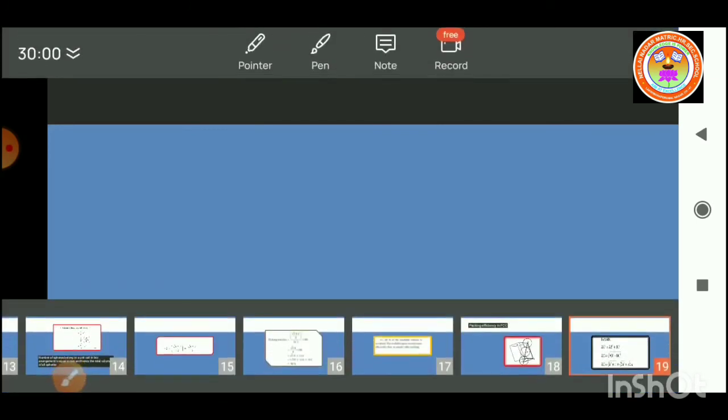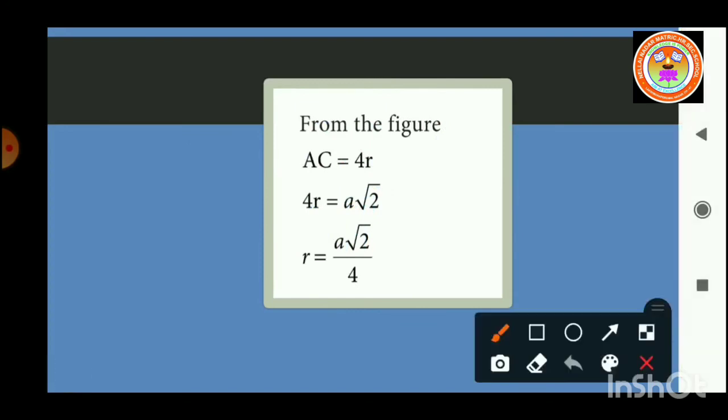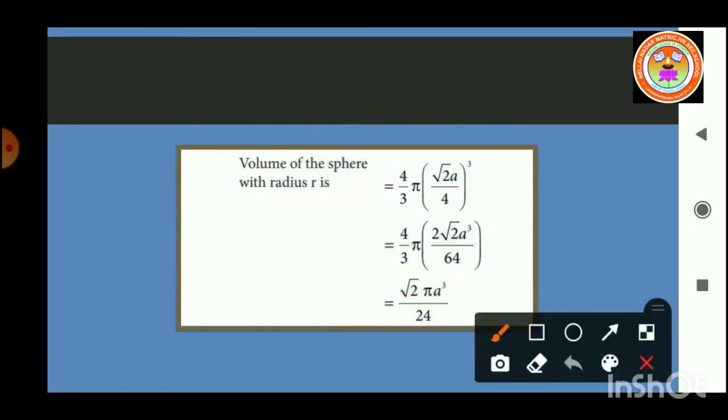From the diagram, AC is equal to 4R, isn't it? So 4R is equal to a root 2. So what is the value of R? R is equal to a root 2 divided by 4. So the R value is ready. Shall I substitute it in the volume of the sphere? The volume of the sphere with radius R is 4 by 3 pi R cube.